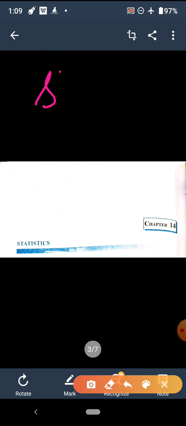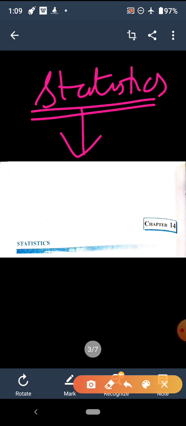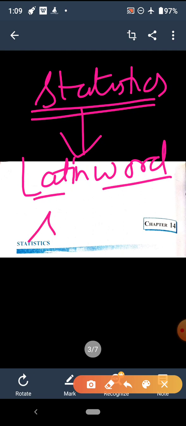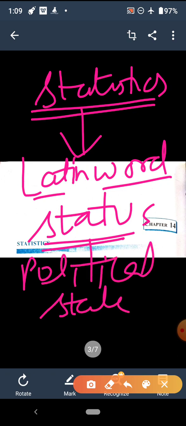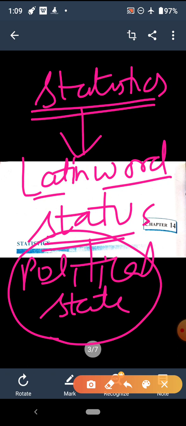Now we will understand the word statistics. How is the word statistics derived? The word statistics is derived from a Latin word status, which means political state. Or you can simply say that it is a collection of data on different aspects of the life of people which are useful to the state. For example, the corona updates are very useful for the government. The 10th and 12th class results are important for the state. So these are the data.